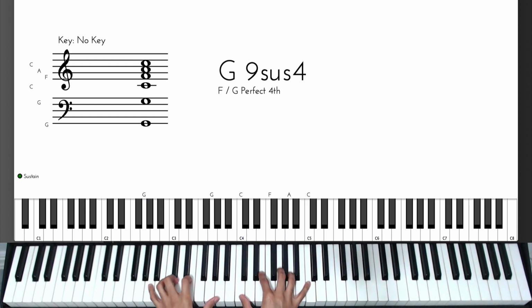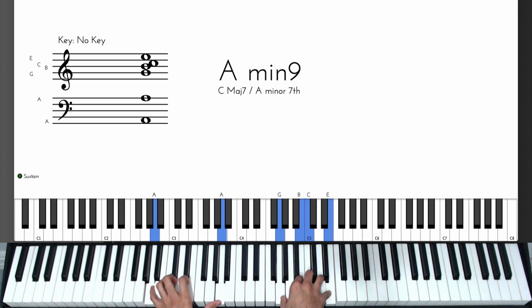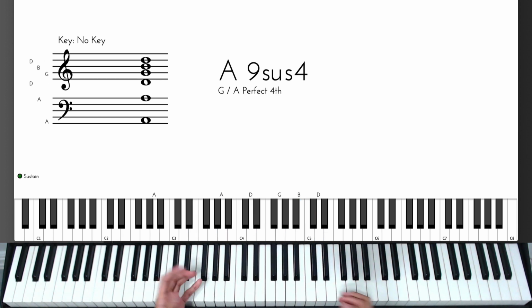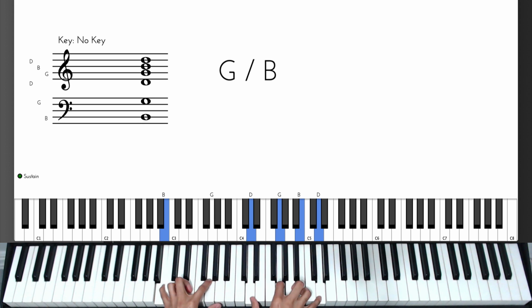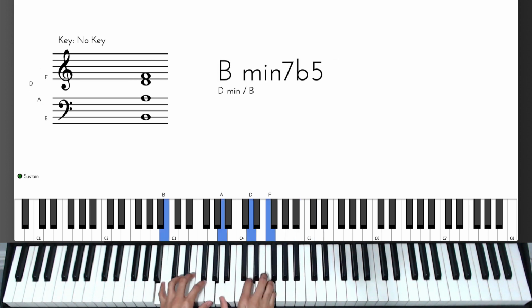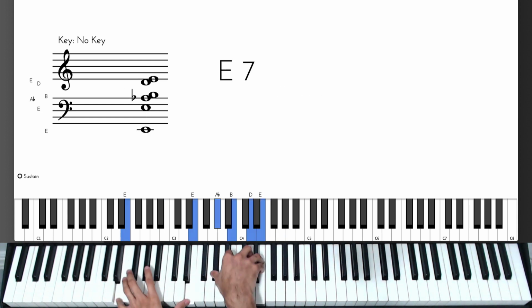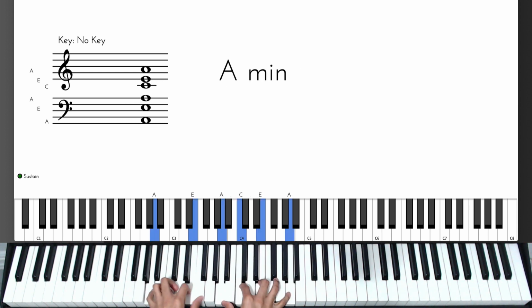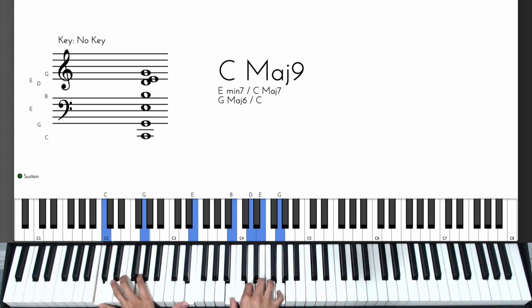Then for A, we can play A minor 9 or a G over A. Then for B, we can play a G over B or a B minor 7 flat 5, which we can use in combination with E to go to A. Then we're back at C.